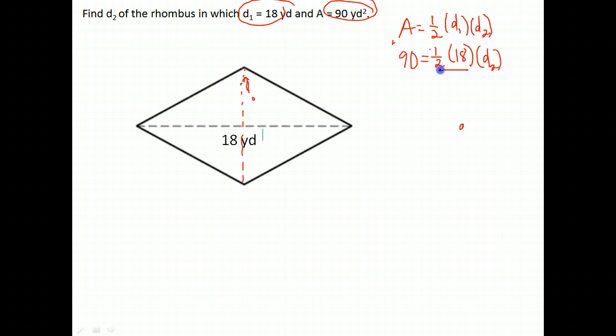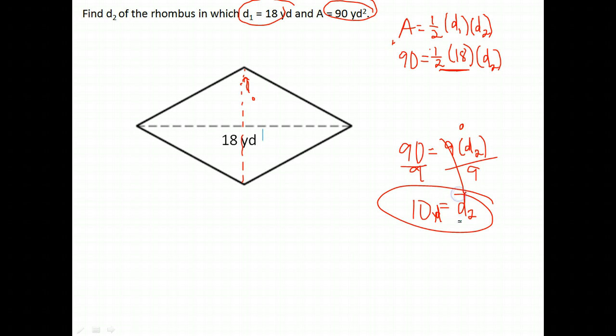Here we start by simplifying. Let's do 1/2 of 18. They're right there together, so you can do 18 divided by 2 or 0.5 times 18. Either way, half of 18 is 9. So we have now 90 equals 9 times diagonal 2. We're solving for diagonal 2, so it's multiplied by 9. If we divide both sides by 9, we can figure out, well, what do you take times 9 to get 90? And it is 10. So diagonal 2 would be 10 yards.